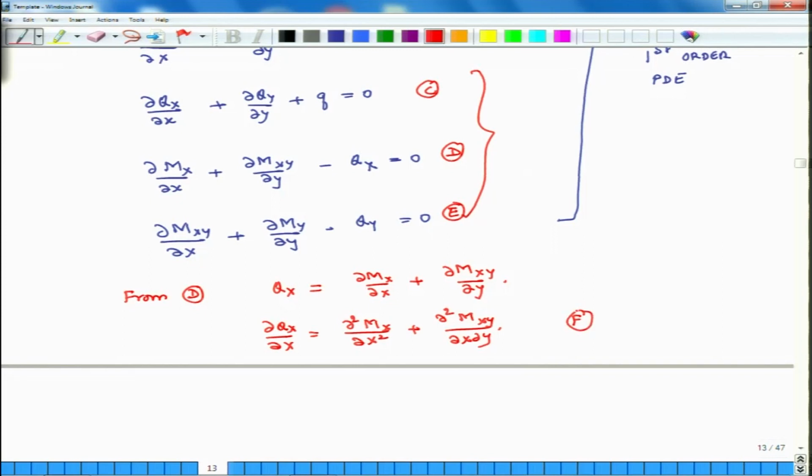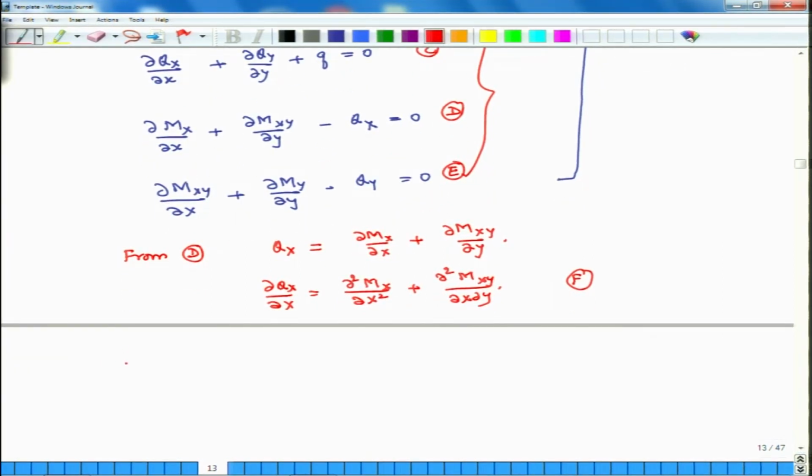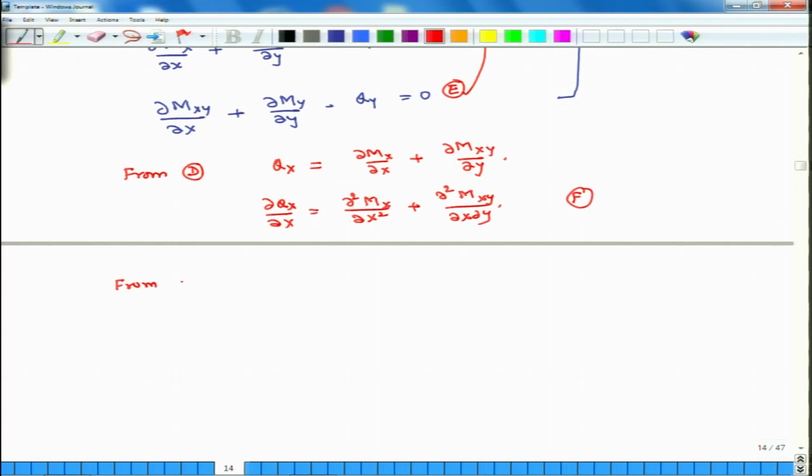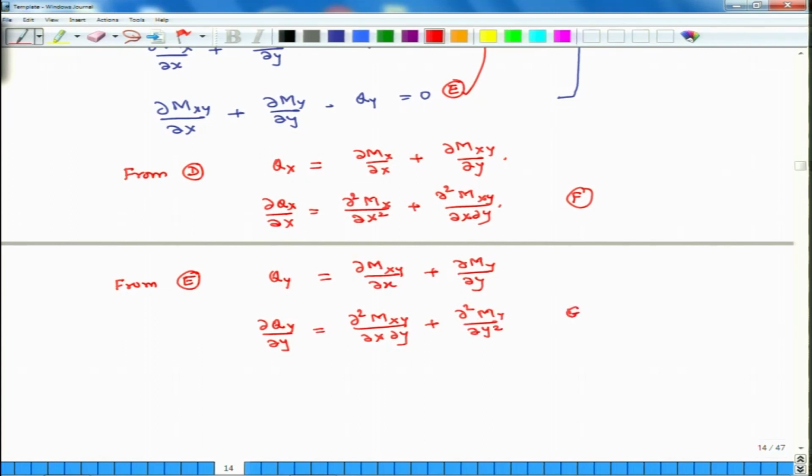Let us call this equation F. And then likewise from E, we know that qy equals del mxy over del x plus del my over del y, and if we partially differentiate this whole equation with respect to y, then we get del qy over del y equals the cross derivative of mxy with respect to x and y plus del 2 my over del y square. So, we call this equation G.